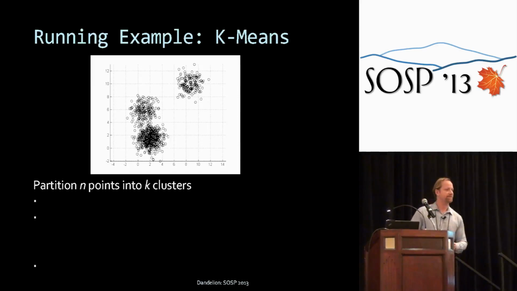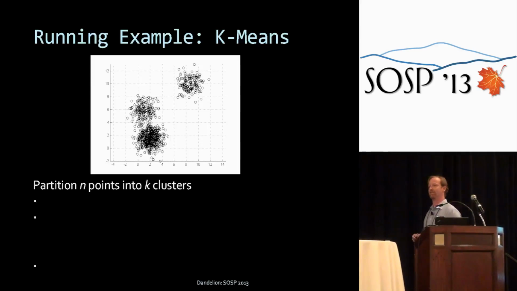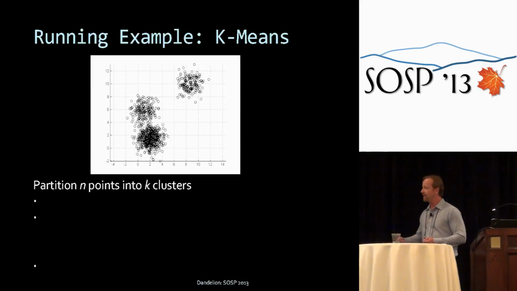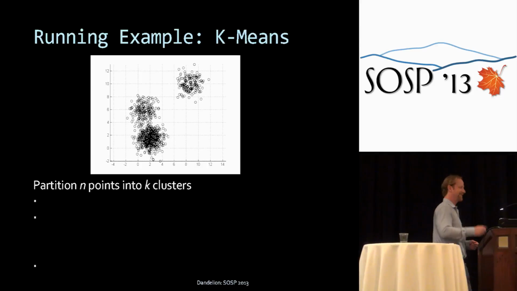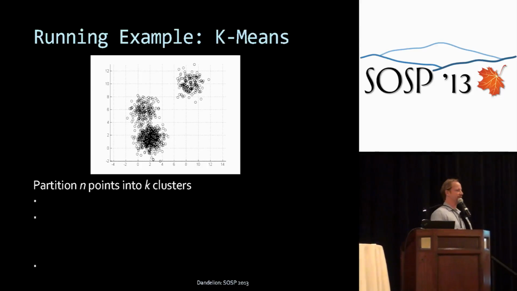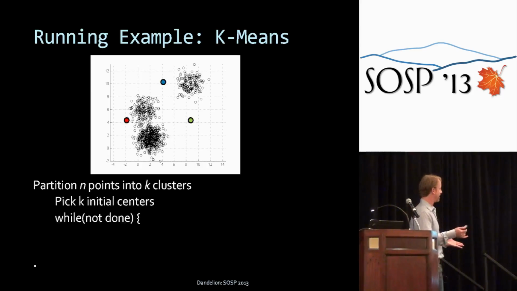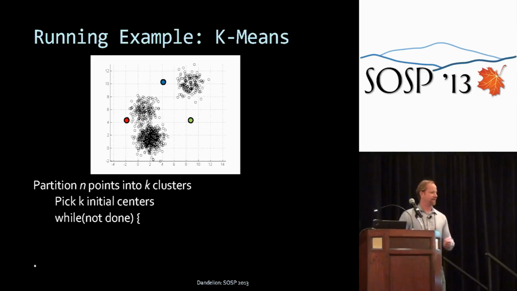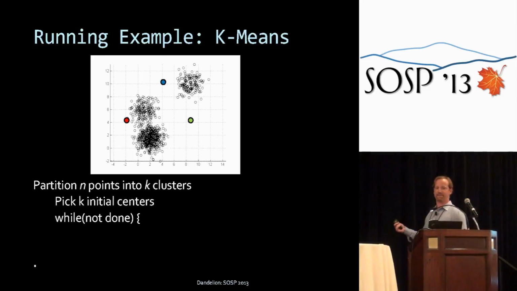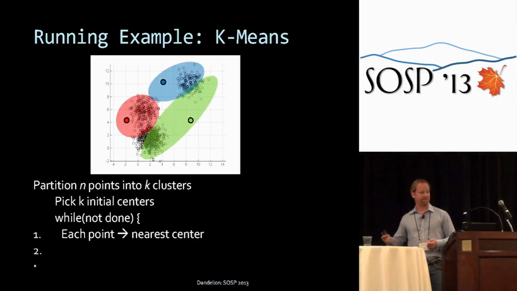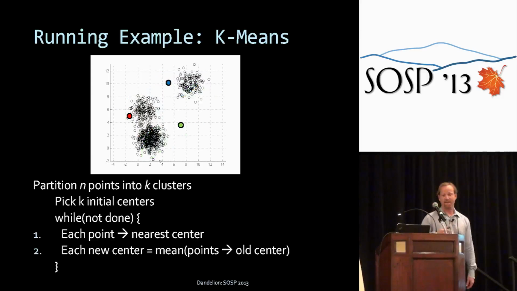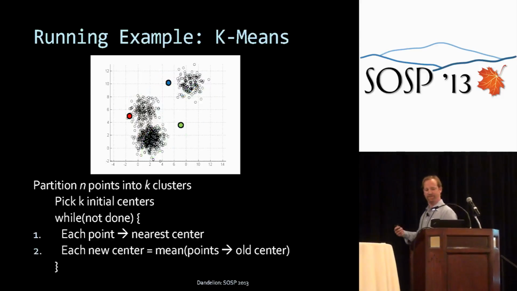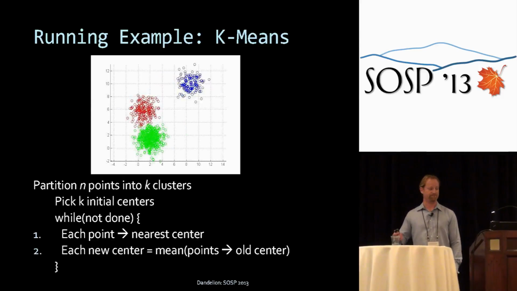So for the next several slides, I'm going to try to give you a sense for how Dandelion works by focusing on a particular workload, k-means. It's a machine learning workload, and it partitions some number of points into k clusters. You don't really need to understand it in depth, but some intuition helps. The algorithm works by initially picking k centers, and then iterating, first mapping each point in the input to the nearest center, and second, recomputing the centers as the average of all the points that map to those centers. And as you perform these steps iteratively, eventually you converge to the clustering you want.